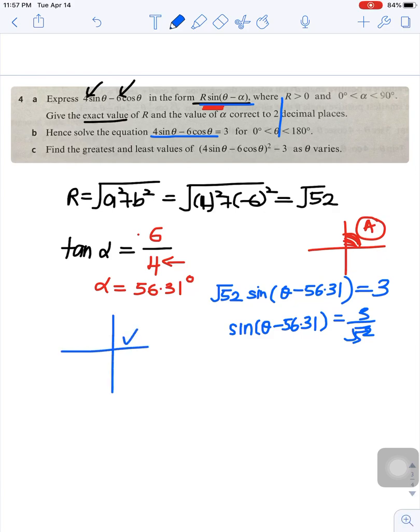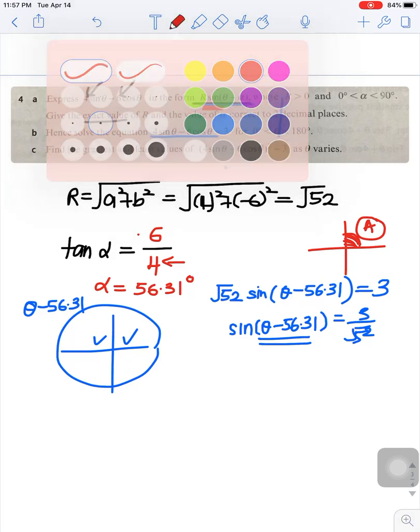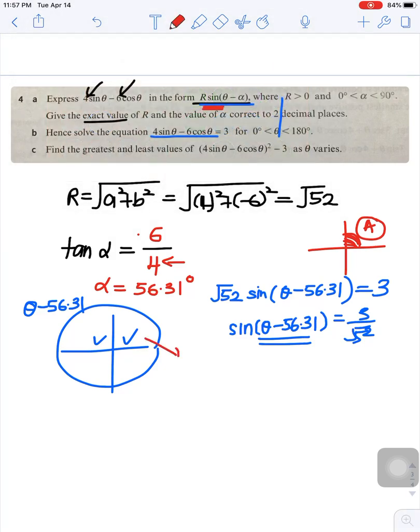Sine is positive, so first and second quadrant, and all of this is worth how much? Theta minus 56.31. Let's write the answer in the quadrants first. The answer in the first quadrant is sine inverse of 3 over root 52, 24.58. So this is 24.58. In the second quadrant, it's 155.42.